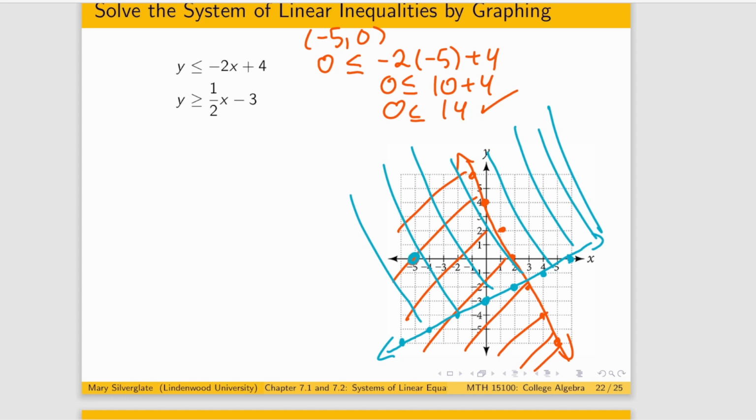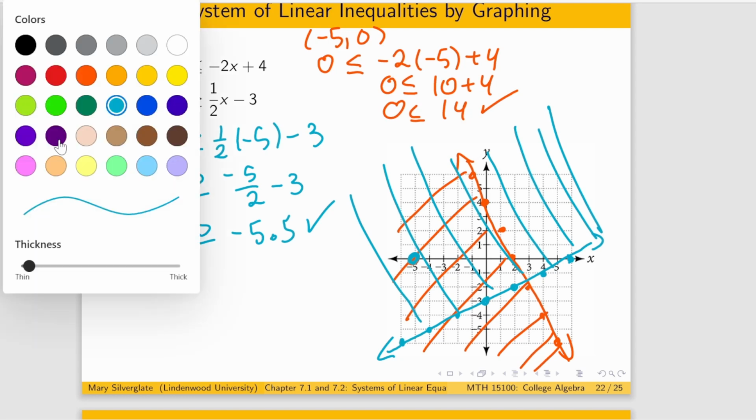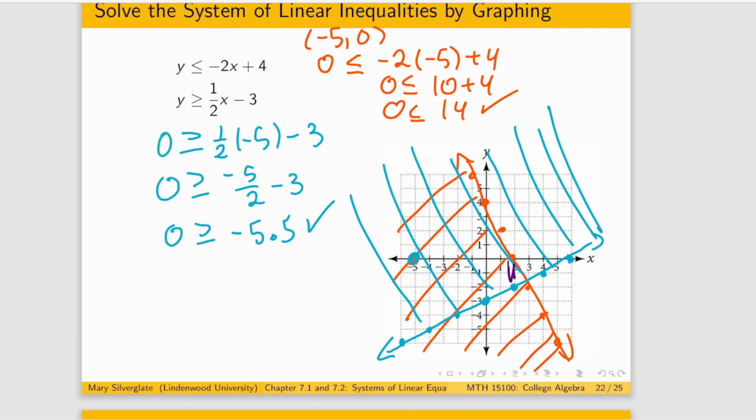So let's say even the same point. Is 0 greater than or equal to 1/2 times -5 minus 3? Is 0 greater than or equal to -5/2 minus 3? So that's basically -2.5 minus 3. So is 0 greater than or equal to -5.5? It is. We're good. So your final solution, which I'm just going to really highlight to emphasize, is in this quadrant.